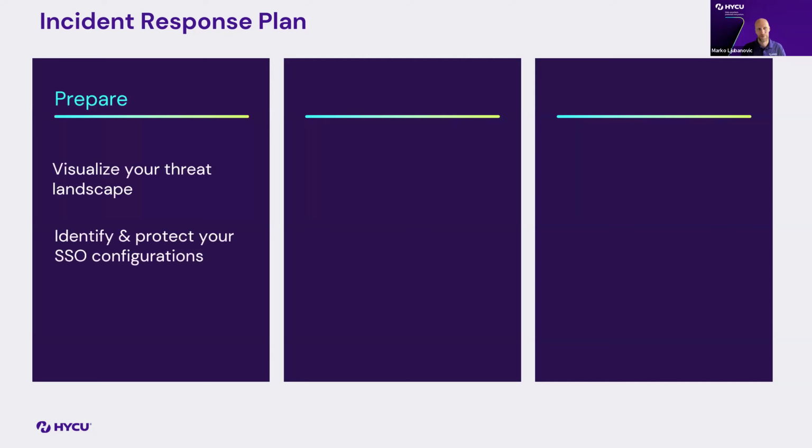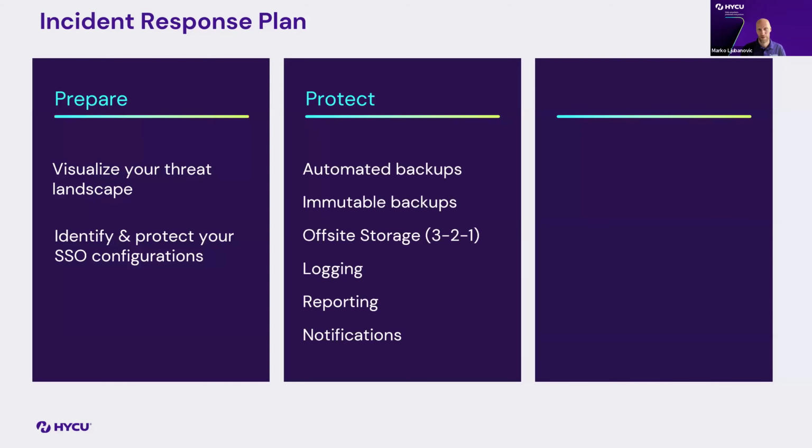So what you really want to have as an incident response plan is, first of all, preparation, meaning that you first know what you need protecting. So you need to visualize what your landscape looks like, what kind of SaaS applications you're using. And I'm really focusing on SaaS, but it's applicable to your complete environment. And you need to be able to identify these single sign-on configurations as well and protect, right? So when it comes to protection, part of the incident response plan is to know that they are automated, that they are put on some immutable storage offsite, that you have logging, reporting, notifications, everything to notify you if something goes wrong, right?